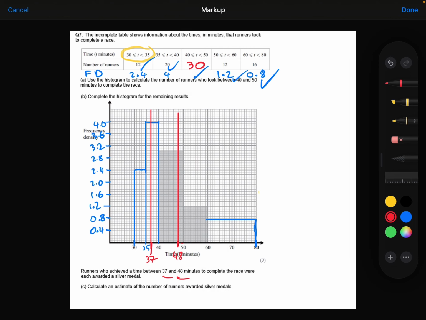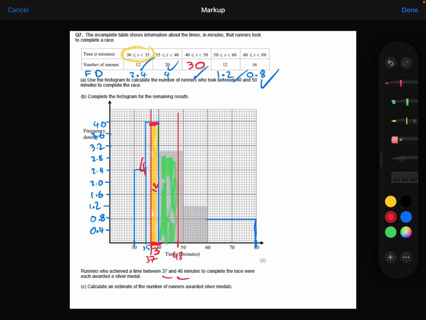So the runners in between those two lines, so basically the runners in here plus the runners in here, those got silver medals. Remember that to work out the number of people in a bar on a histogram, we want the area. So let's do that yellow bar first of all. The width here is 3. The height is 4. So there are 12 people in that yellow bar.